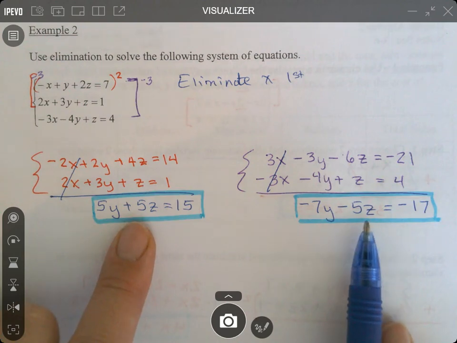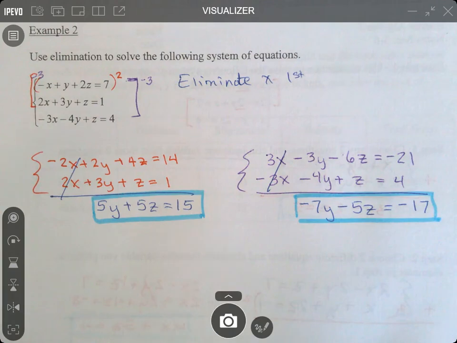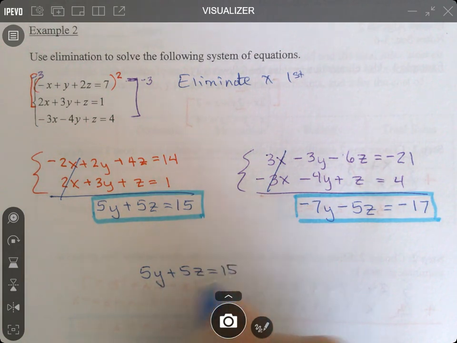No. Now, let's say that didn't work. Then you might have to change. Like if I wanted to eliminate the y's, I'd multiply to get 35, 7, and 5. So I can just stack these. 5y plus 5z equals 15. So this is the old part. And again, you rewrite as much as you need to rewrite.